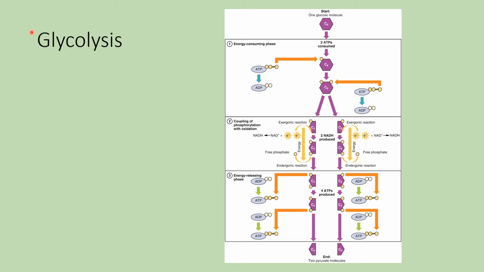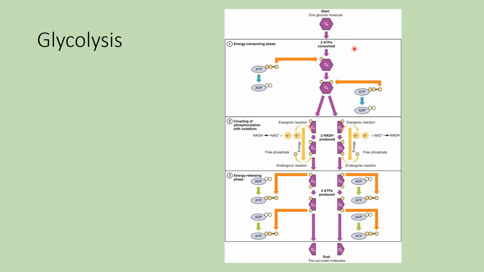For glycolysis, the first step, we're going to take glucose, which, as I said, is a 6-carbon compound, and we are going to break it down into 2 pyruvate molecules. If you break it down, it's about 10 different steps. So we're going to start up here with the glucose. Now, initially, you have to put some energy into it. So that's why it's called the energy consuming phase. You're going to actually use up 2 ATPs initially.